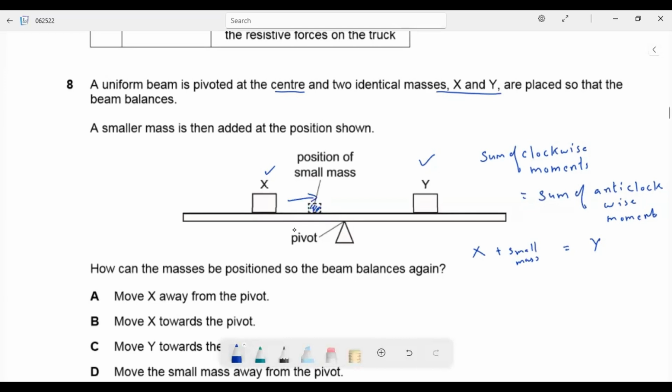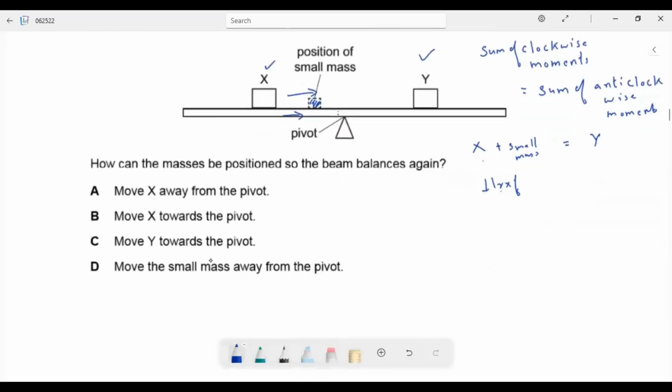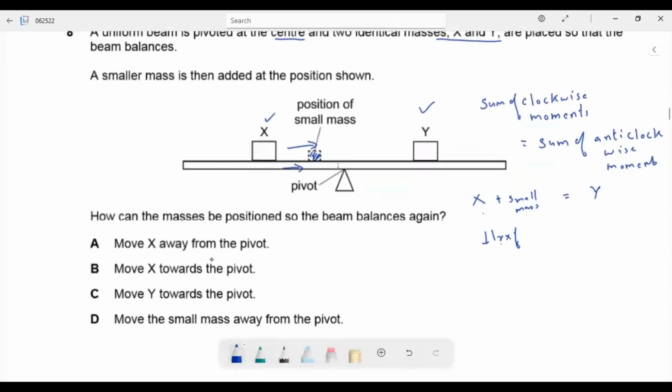Moment means perpendicular distance into force. So if the perpendicular distance is decreasing, we can decrease the moment. When you are moving towards this pivot, the perpendicular distance will be less, so the moment due to X will reduce. So we can balance it. So the right answer is B. Move X towards the pivot.